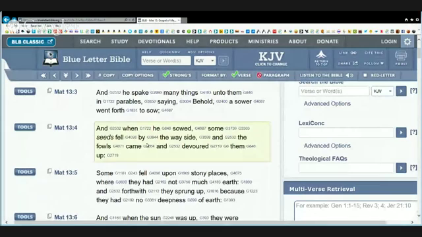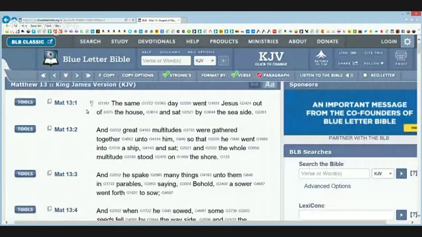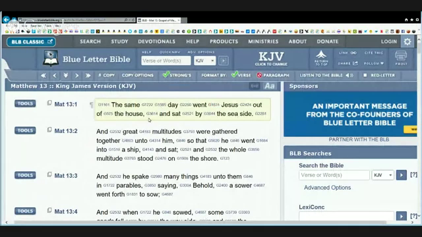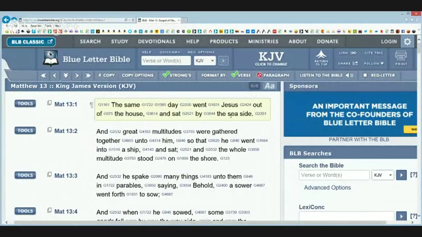All right. Now it starts off in verse 1 here. It says, "The same day went Jesus out of the house and sat by the seaside."